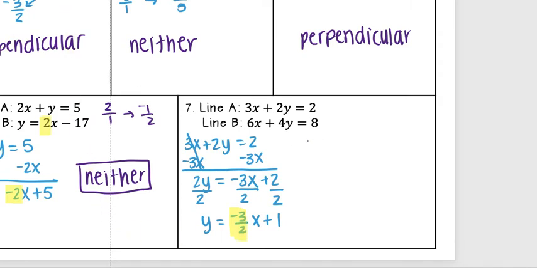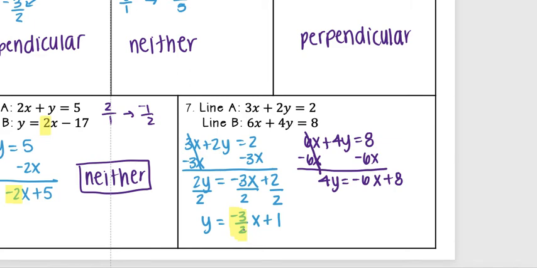We're going to do the same thing with the next one. So I have 6x plus 4y is equal to 8. I'm going to start by subtracting 6x from both sides, because I want to get y by itself. Again, I need this in slope-intercept form to be able to tell what my slope is. And now I'm going to divide every single term by 4.